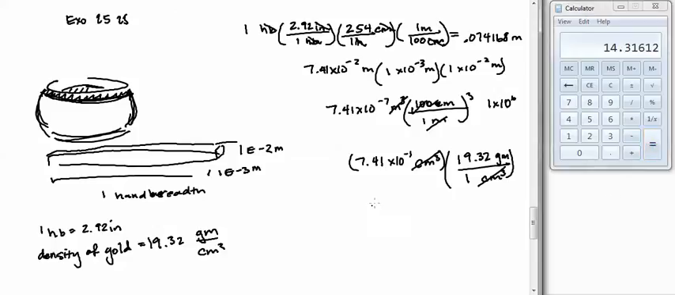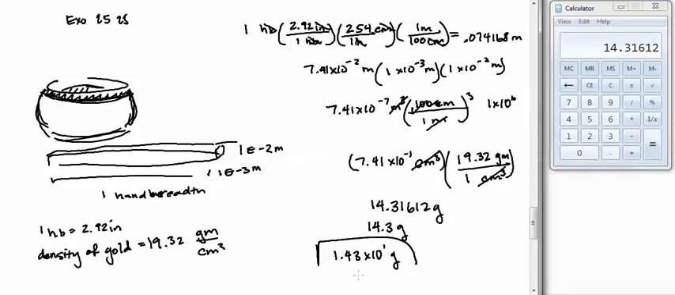My answer is 14.31612 grams, but I only want to keep, let's say we're going to go with 3 sig figs, and I think I will specify that in the problem. So keeping only 3 sig figs, I would answer 14.3 grams. And if I wanted it in scientific notation, which I always do, it's 1.43 times 10 to the 1st power grams. That is how much that piece of gold weighs, 14 grams. It's like 14 paper clips.